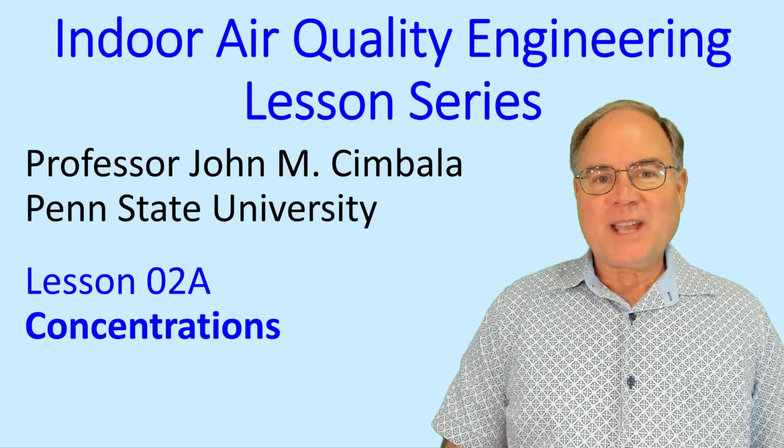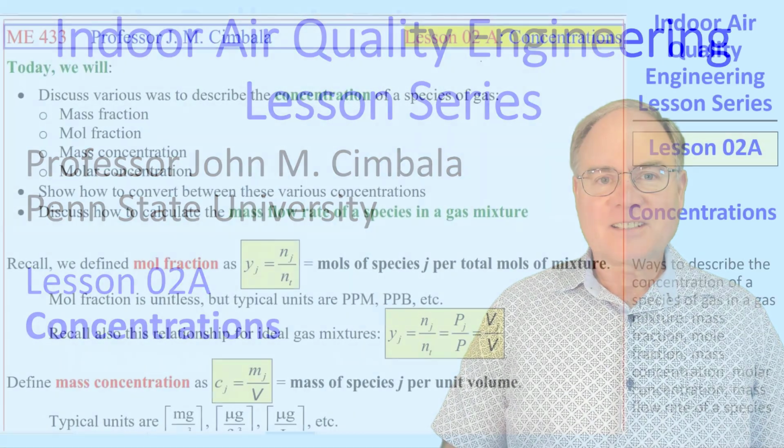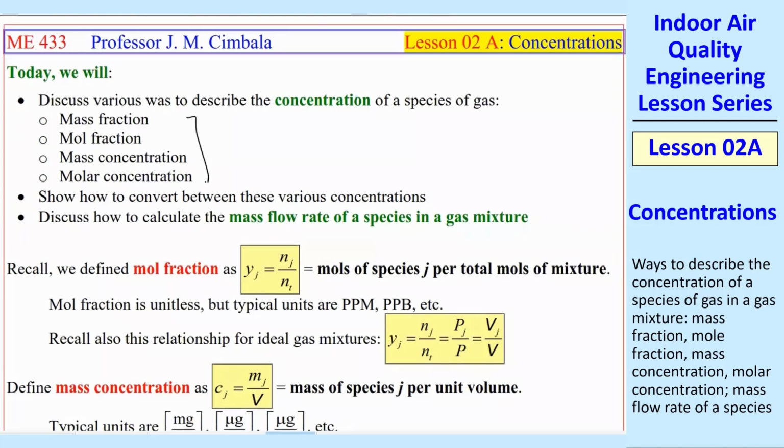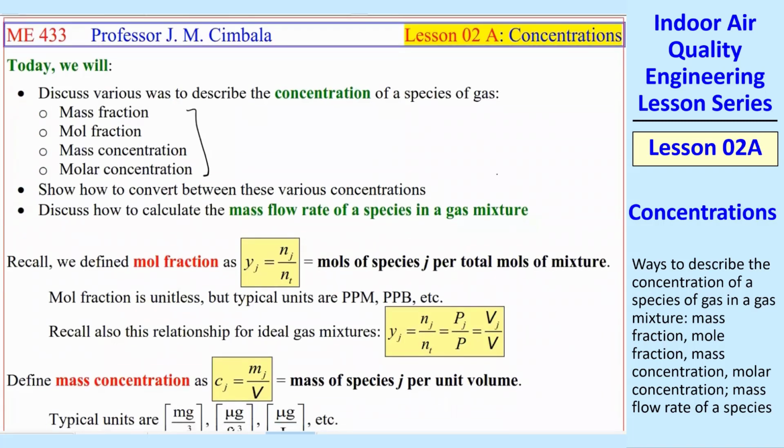Welcome to Lesson 2A, Concentrations. We're going to discuss various ways to describe concentration of a species of gas. We're assuming a gas mixture. Notice that we'll always assume ideal gas mixtures, and we'll show how to convert between these various concentrations and also discuss how to calculate the mass flow rate of a species. Not just the bulk flow rate, but the mass flow rate of the species in a gas mixture.